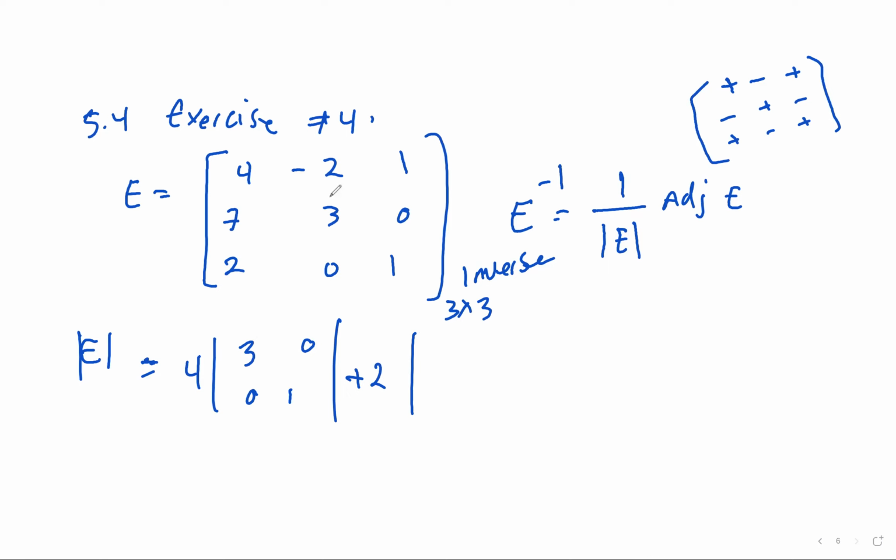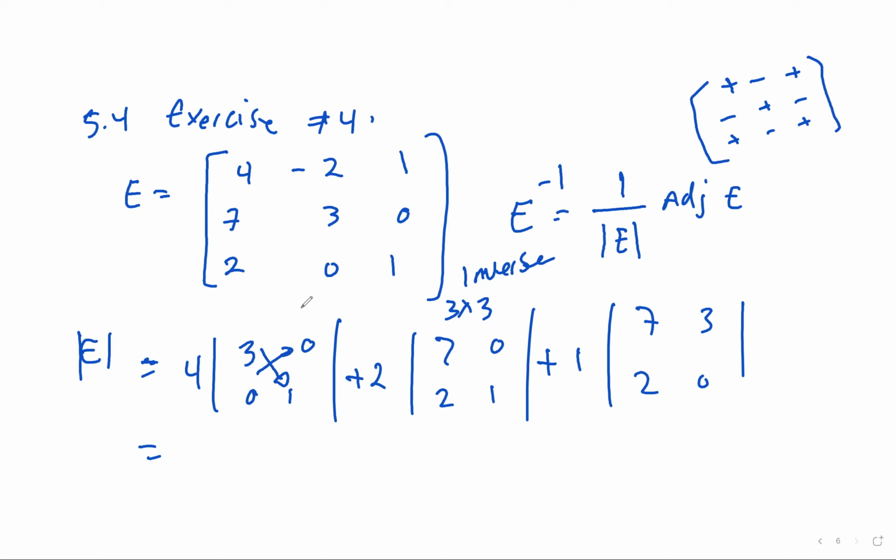So what we do is we cover this, and then we are left with 7, 0, 2, and 1. So it's 7, 0, 2, and 1. And then we have plus and plus here, nothing. And then cover, and what we are left with is 7, 3, and 2, 0. 7 and 3, and we have 2 and 0.